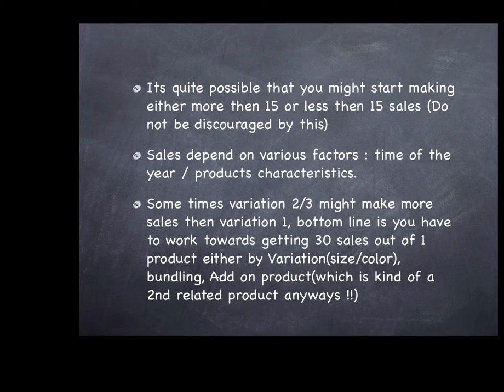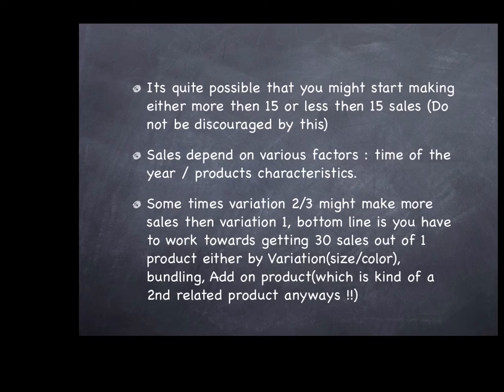Again, sometimes variation 2-3 might make more sales, as I said, if you remember the example of my brown product, which makes more sales. But at the end of the day, all we are thinking about with this product is that we need to make at least 30 sales out of one product. It could be any mix, you could be making 10-10-10 as well. I don't really want to worry about that, but this is just a framework you target initially.